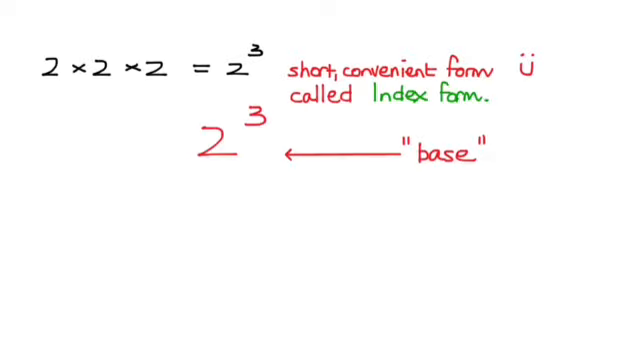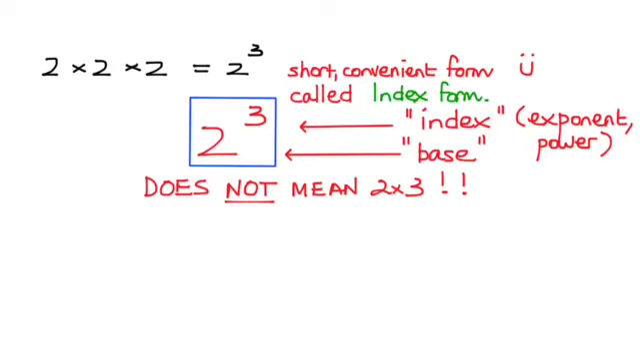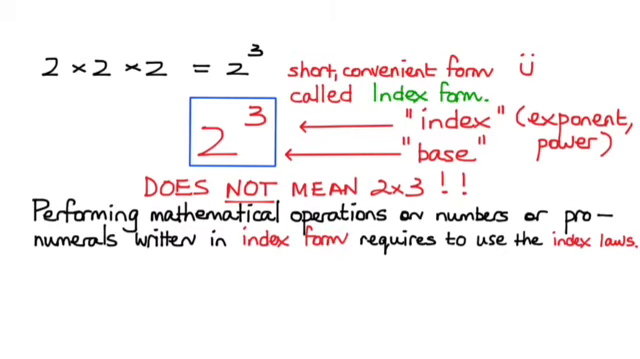Okay, so we have 2 to the 3, where this is the base, and this little beastie here is called the index. It's also called the exponent or the power, but the index will do us for now. Okay, and that's it. 2 to the 3, 2 to the power 3, and it definitely does not mean 2 times 3. So please don't make that mistake. That is not true.